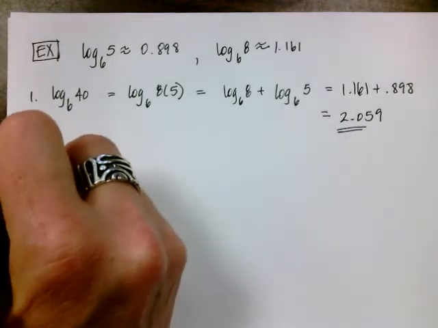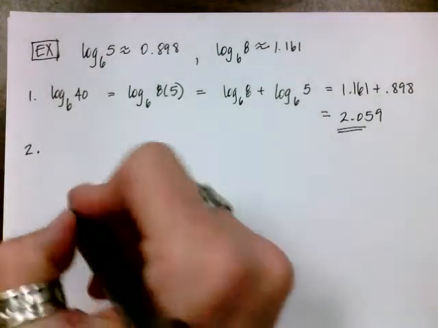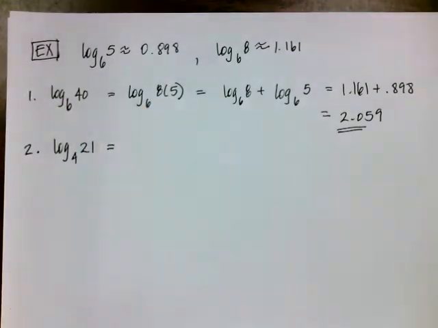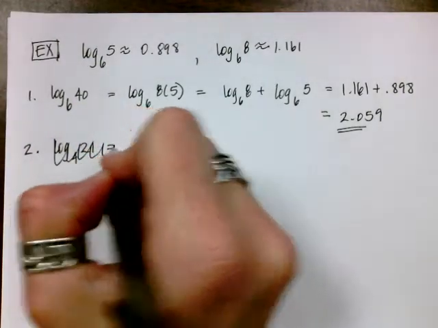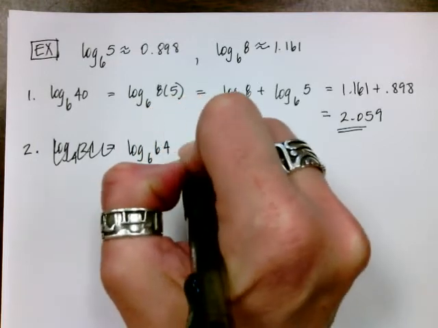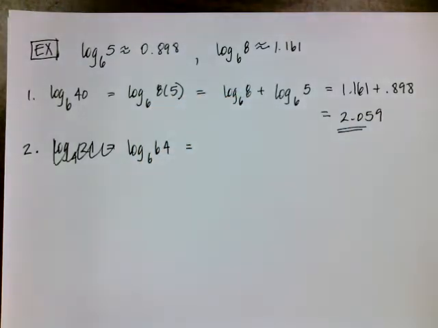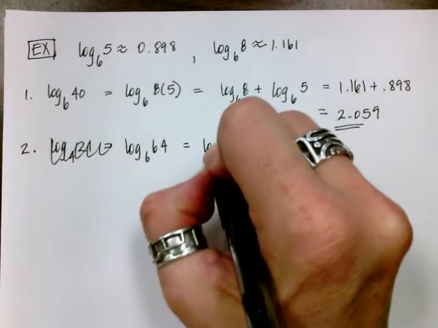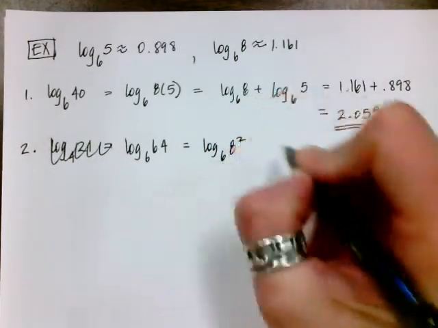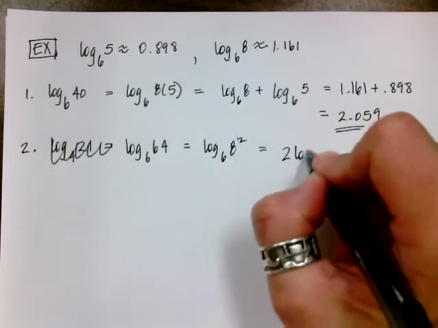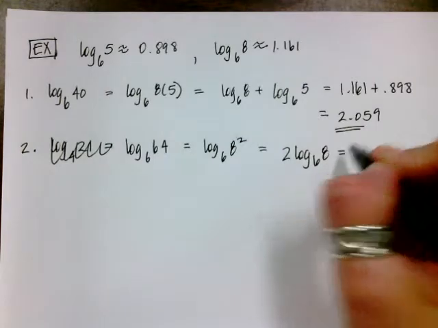All right, if I do the second problem, my second one is the log base 4 of 21. 21 is, oops, sorry, that was our last problem, my bad. This one is the log base 6 of 64. So if I rewrite that, 64 is 8 squared. Coffee's ready. And I could do the log base 6 of 8 squared. And I would take my exponent out front, so I would get 2 log base 6 of 8.